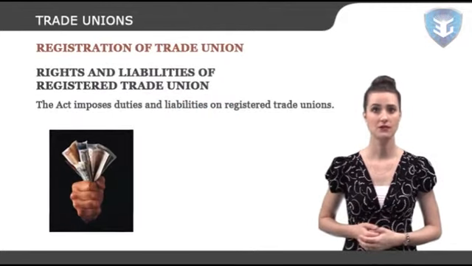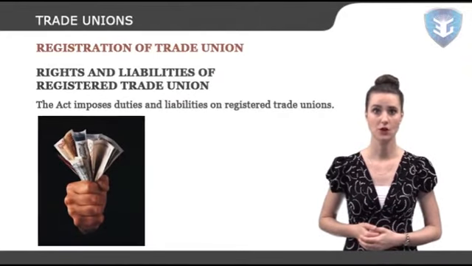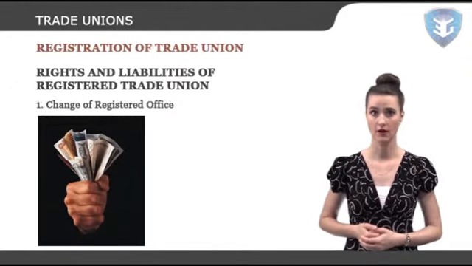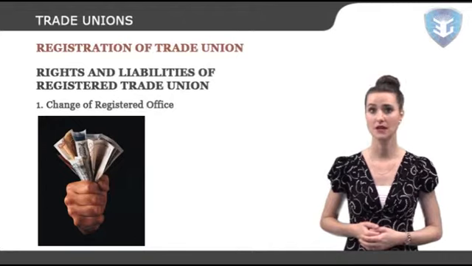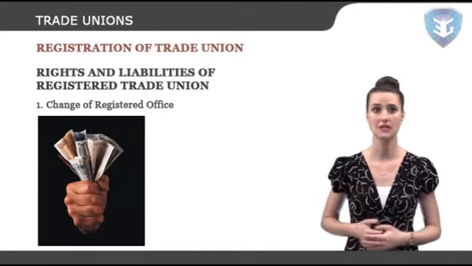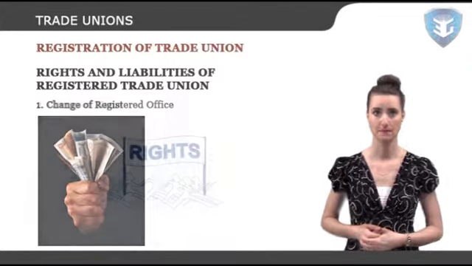Rights and liabilities of registered trade union. The Act imposes duties and liabilities on registered trade unions. They are: 1. Change of registered office. If the address is changed, notice in writing must be given to the registrar within 14 days of the change. The change shall be recorded in the register.